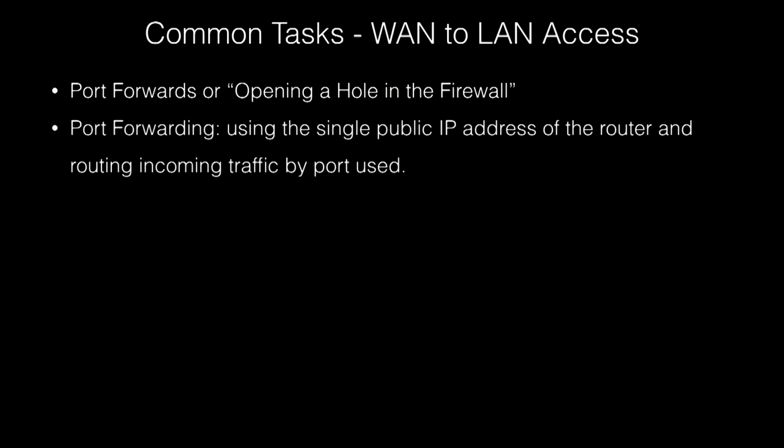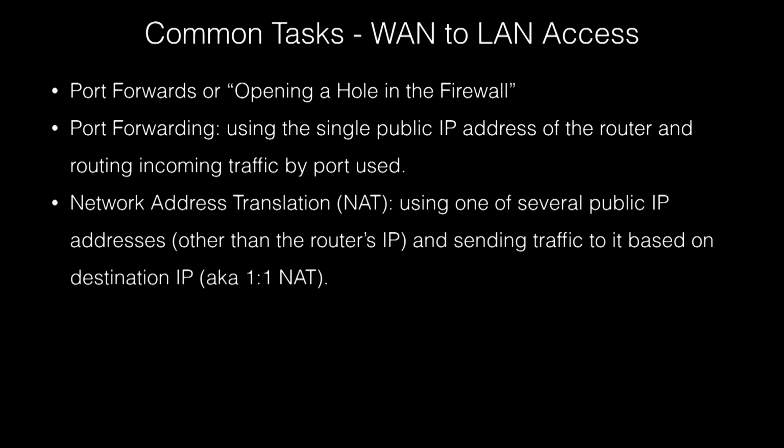Port forwarding is using a single public IP address that is assigned to the router only, so the router's IP address, and directing data by port. So the user goes to that router, they hit this port, and they get directed to this server. And if you go on another port, you're going to a different server. This is a little limiting because if you have more than one web server, more than one email server, that's not going to work. You need more IP addresses. So that's where NAT comes in.